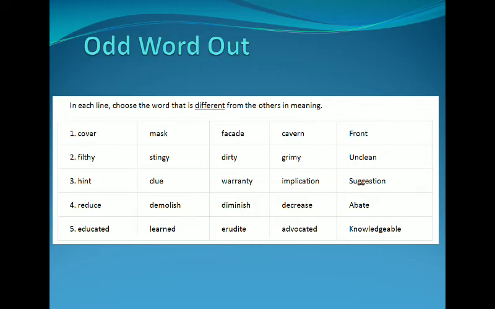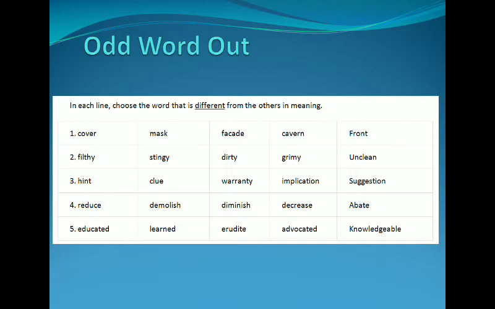Let's see the last set, set number 5. Educated, learned, erudite, advocated, and knowledgeable. So as you can see, 4 of these words refer to wisdom or knowledge. Educated and learned mean the same. That means you have a lot of knowledge. Obviously knowledgeable is also related. Erudite, an erudite person is a very wise person filled with a lot of knowledge. So the odd word out over here is advocated.